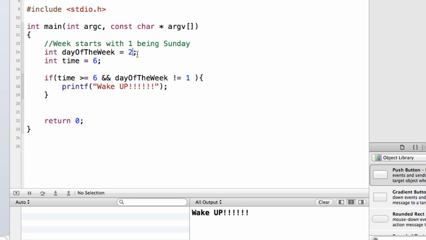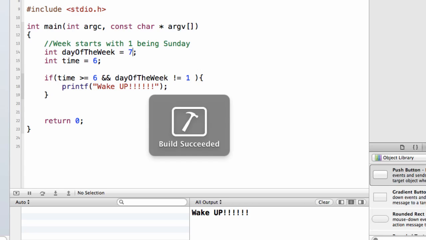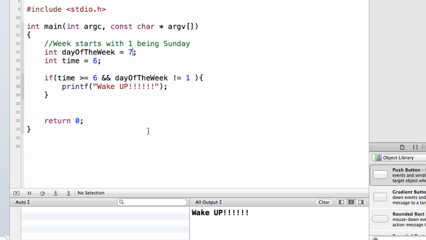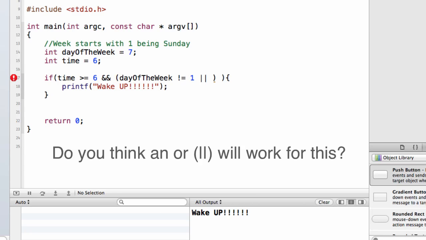Now, what if we make it the 7th day of the week? Saturday. I'm going to run it. Wake up. Oh, man. I don't want our alarm clock doing that. We can actually do an or. I'm going to do another pair of parentheses around this. I'm going to put the or. Let's say day of week does not equal 7.